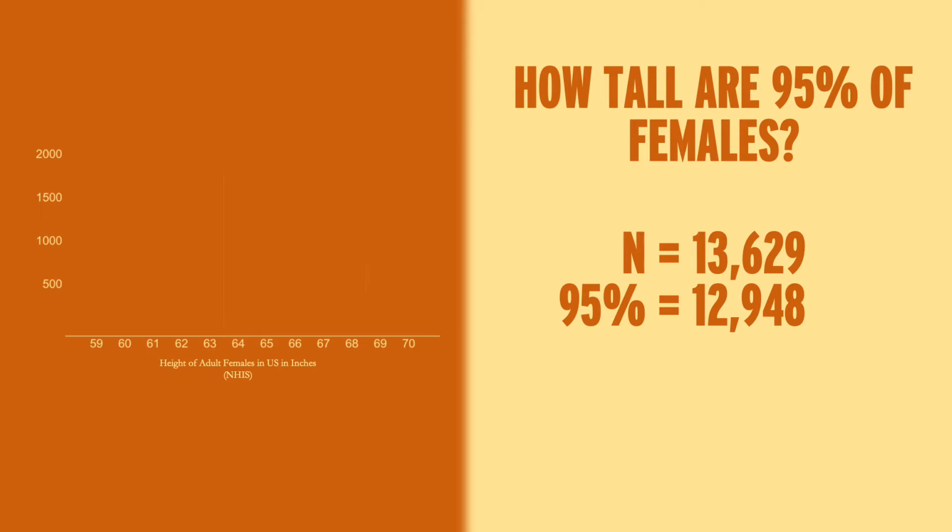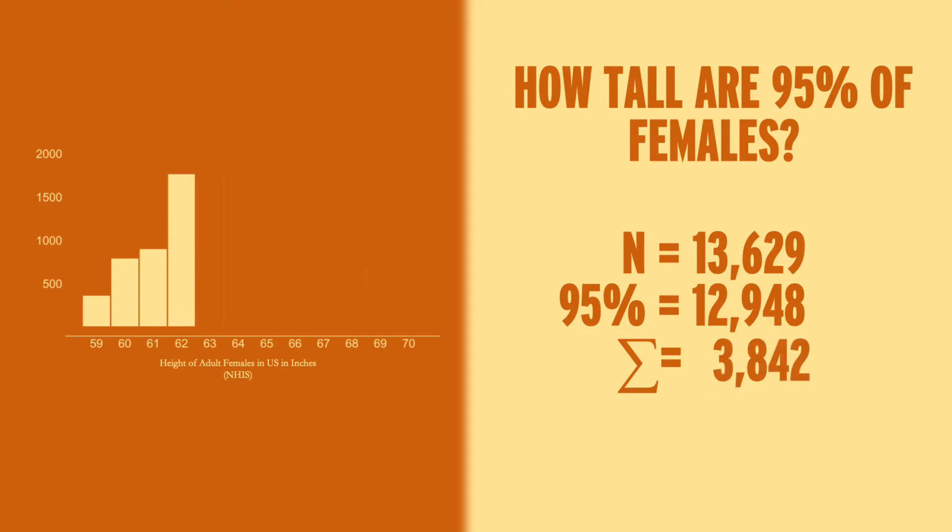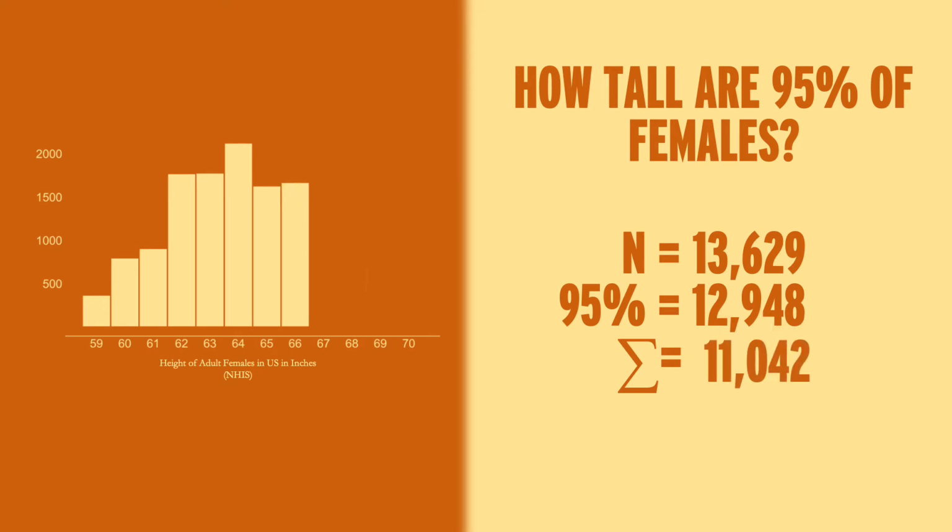percentile. As we go through our histogram, we can count the number of women in bins until we get to that number, 12,948. At 59 inches, as we said before, we have included 368 of the women in the data. At 60 inches, we have included 1,165 of the women. At 61 inches, we have included 2,071. At 62 inches, we've included 3,842. And we keep going like this until we get close to the number that we want. And at 66 inches, we are getting close.